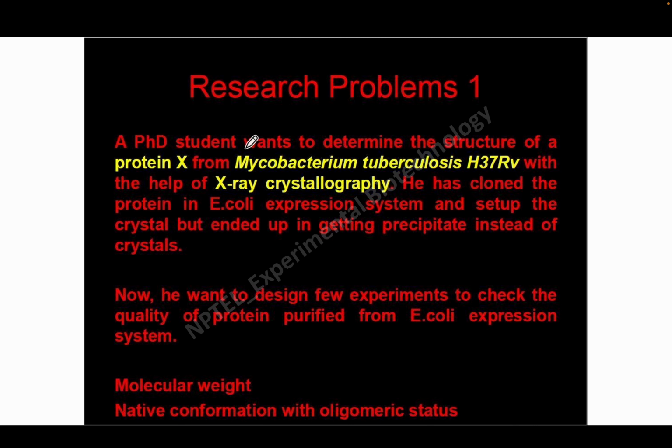So here the question is, a PhD student wants to determine the structure of a proteinase from Mycobacterium tuberculosis with the help of X-ray crystallography. He has cloned the protein in the E. coli expression system and set up the crystal, but ended up creating precipitate instead of crystals. Now, he wants to design a few experiments to check the quality of the protein purified from the E. coli expression system: molecular weight, native conformation, like oligomeric status.